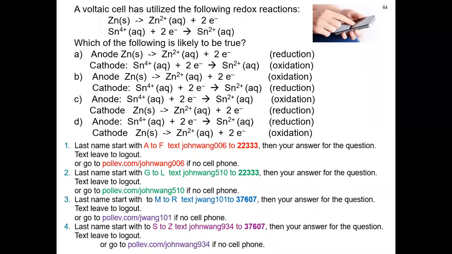Oxidation. Yeah. So you first identify, if I give you 2 equations, which equation is oxidation? One way to see it, oxidation means loss of electrons. Reduction, gain of electrons. So then, oxidation on the anode, reduction on the cathode.